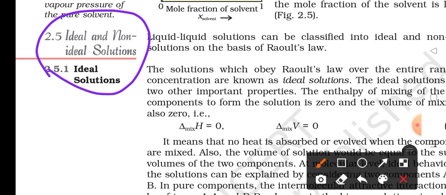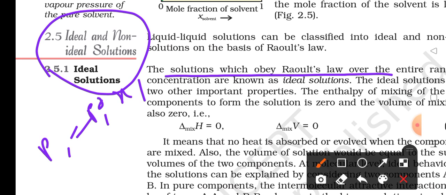Okay, so what is an ideal solution? Ideal solutions are those which follow Raoult's law, or those which obey Raoult's law. So what is Raoult's law? You remember that, right? P1 equals P1° X1. This is Raoult's law. So the solutions which obey Raoult's law are known as ideal solutions.